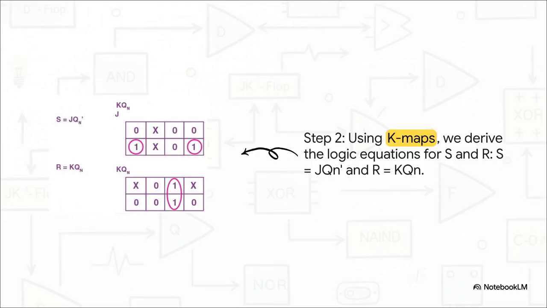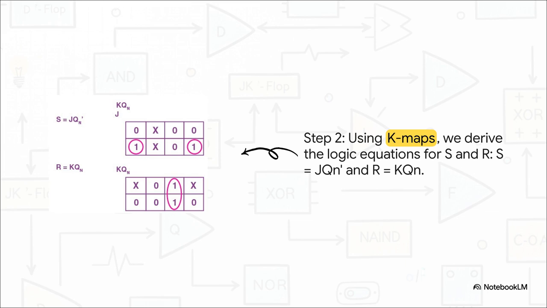And now, step 2. We take that excitation table we just made, and from it, we derive the logic expressions for S and R, and the best tool for that is, of course, the Karnaugh map. So we make one K-map for the S output, using J, K, and Qn as our inputs. As you can see, after we group the ones, we get a simple expression, S equals J and Qn prime.